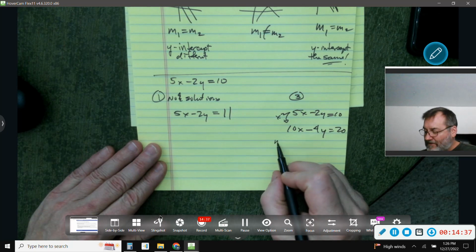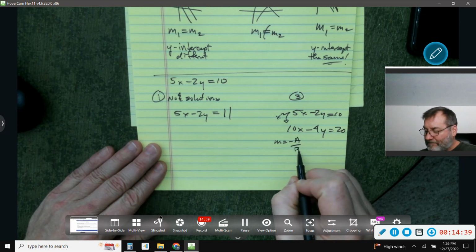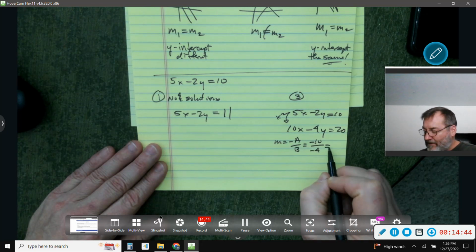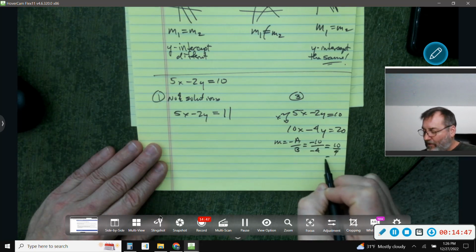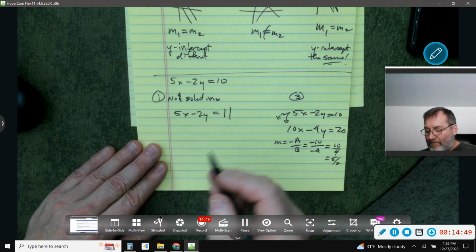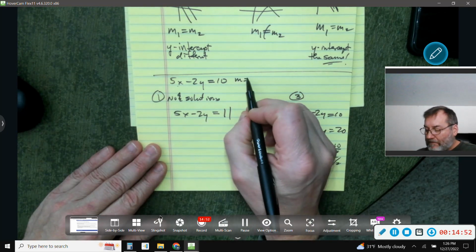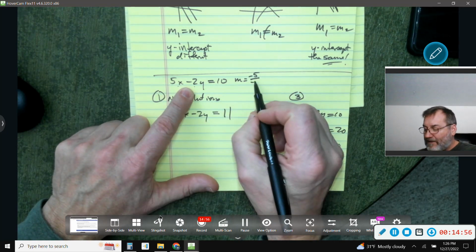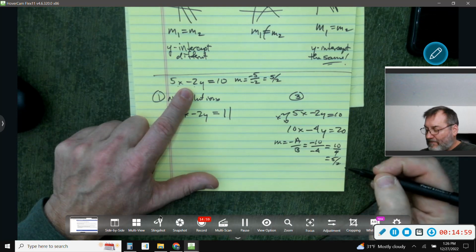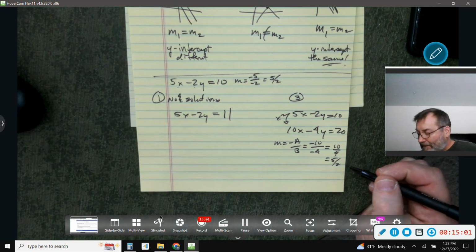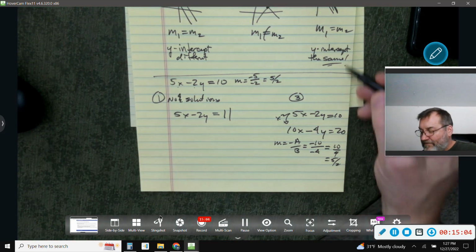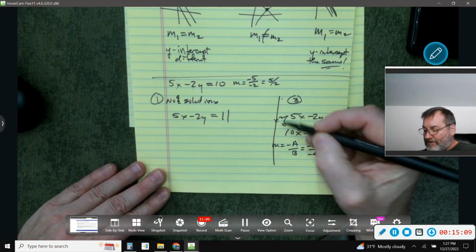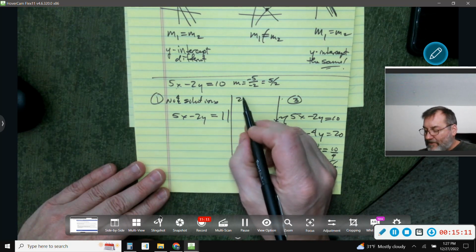Let's look at the slope. What is slope? Negative a divided by b. That's negative 10 divided by negative 4, which is 10/4, or 5/2. What's this slope? Negative a, that's negative 5, divided by b, which is negative 2, 5 halves. Oh look, same slope. And since it's just a multiple of the original, it's going to be the exact same line.